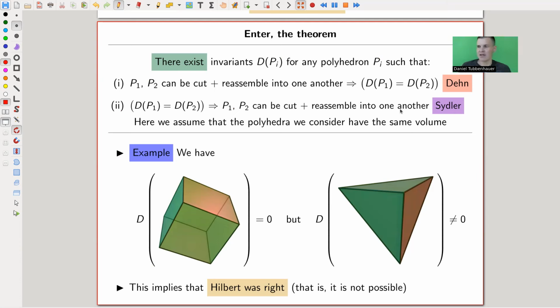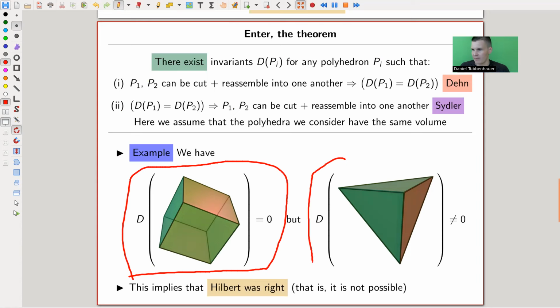But essentially, what it boils down to is that you calculate the invariant of the cube is 0, and the invariant, for example, of the tetrahedron is not 0. So they're not the same. Here you go. You can't rearrange one into the other. In other words, and this is in quotation marks, there is no nice way to get the volume formula for the tetrahedron. And you can do the same for the other platonic solids. There is also no nice formula for the dodecahedron. So Hilbert was right.